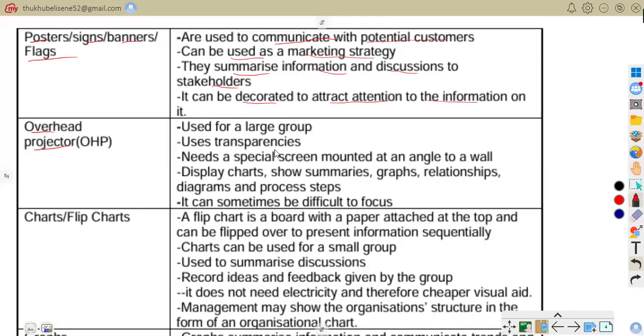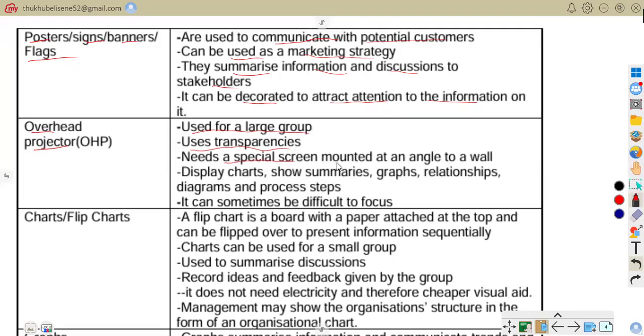Overhead projector. As it says, it can be used for a large group, so it is suitable when presenting to many people, like a lecture hall presentation. You use a projector that uses transparencies, so information is printed on a transparent sheet, for example a transparency showing a graph.